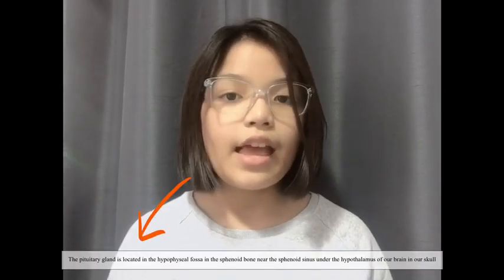Our pituitary gland is located in the hypophyseal fossa in the sphenoid bone, near the sphenoid sinus, under the hypothalamus of our brain and our skull. That's our first phrase of the day. So the pituitary gland is located in the hypophyseal fossa in the sphenoid bone near the sphenoid sinus under the hypothalamus of our brain and our skull.